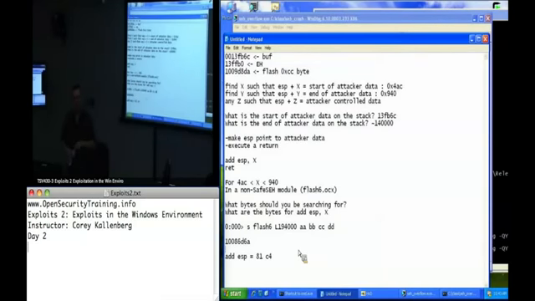Does anyone have any questions about what it was we were just looking for or how we found it? Everyone feel okay with that? Does everyone understand why we are looking for this stack pivot? You understand the general process I just went through to find it?